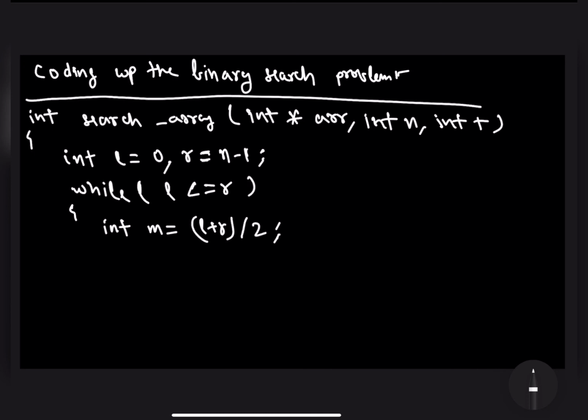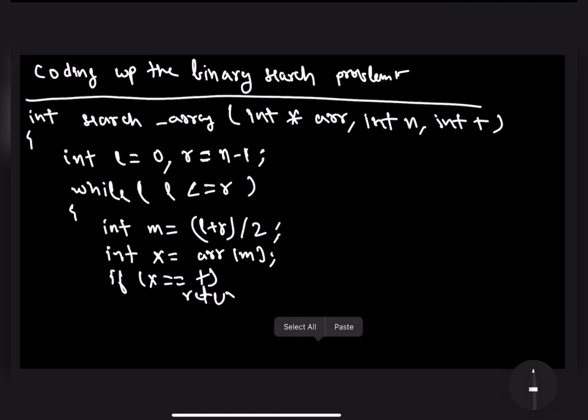Now I have the value of this mid element, so let's calculate its value. Let's call the value x, so int x equals arr[m]. Now let's compare this x with the target value. If x equals t, I need to return 1. That is, I found the value. 1 means I found the value.